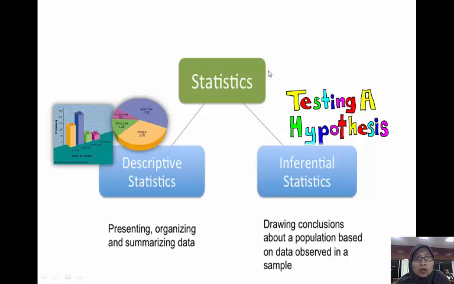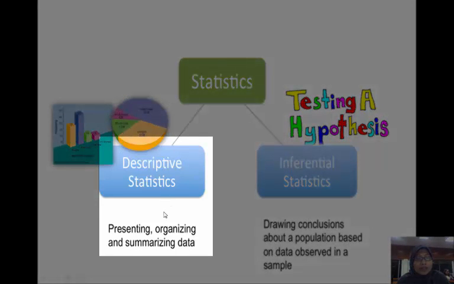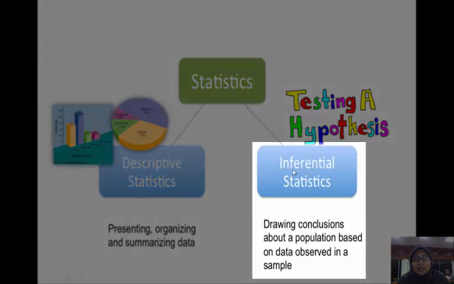Before we proceed to how to use SPSS, I will recall about statistics. What is statistics? You should know the basics of statistics before we use SPSS. Statistics can be divided into two types. First is descriptive and the second is inferential. Descriptive is presenting, organizing and summarizing data. Meanwhile, inferential statistics is for drawing conclusions about a population based on data observed in a sample.